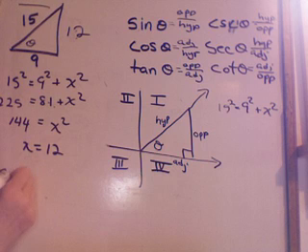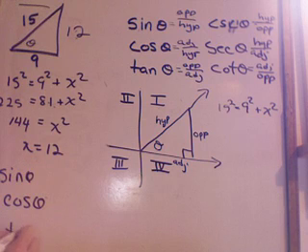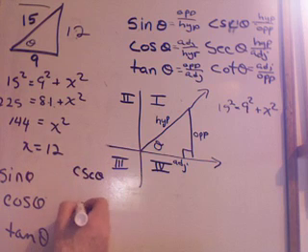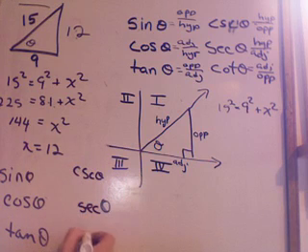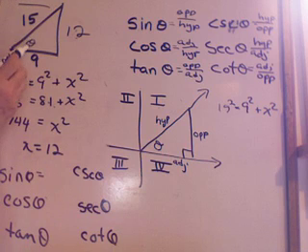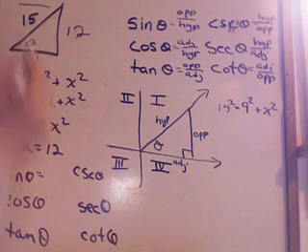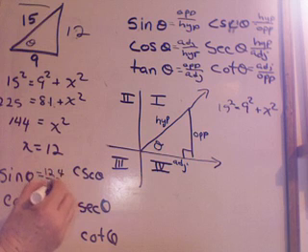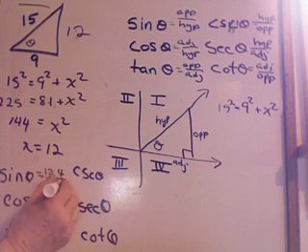So here's what I do. I write my little chart. Sine of theta, cosine theta, tangent theta, and the reciprocal ones, so cosecant theta, secant theta, cotangent theta. And what is the sine of theta? It is opposite over hypotenuse, 12 over 15. And does that reduce to 4/5? So if they reduce, you want to reduce them. I said 4 over 5 there.